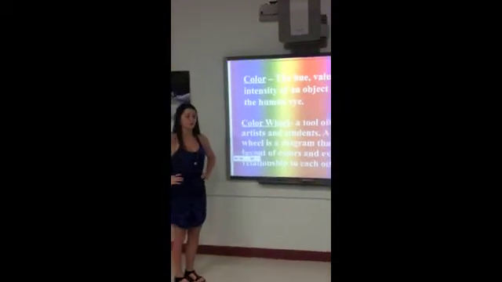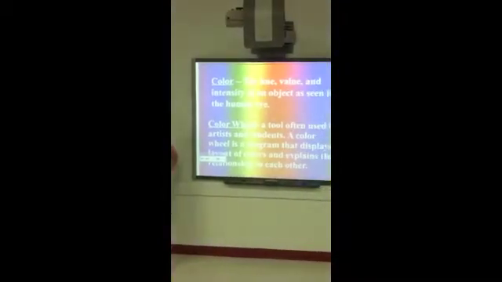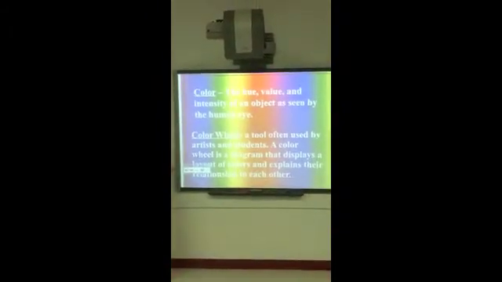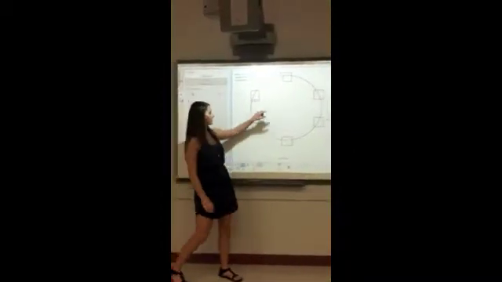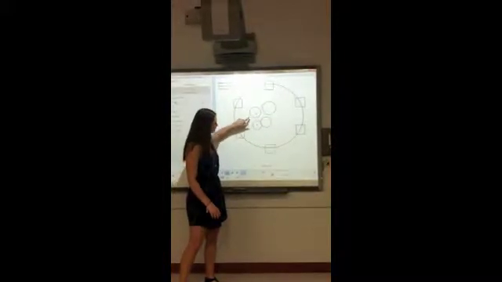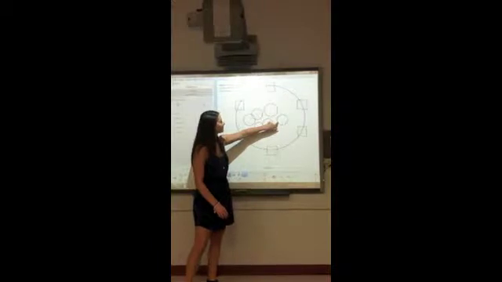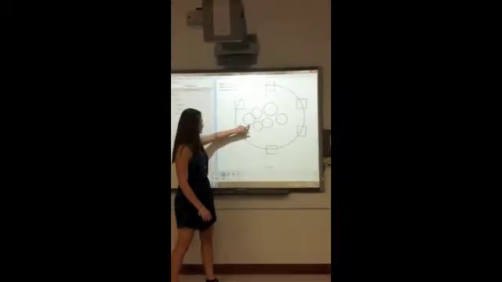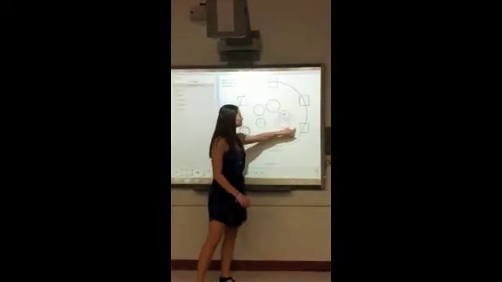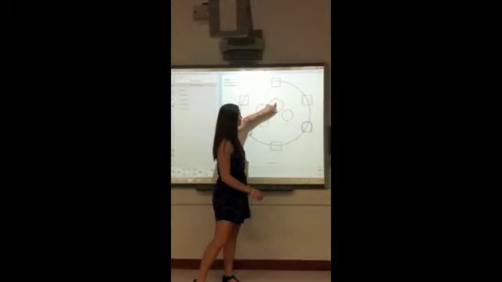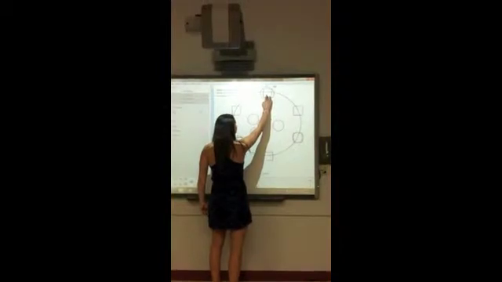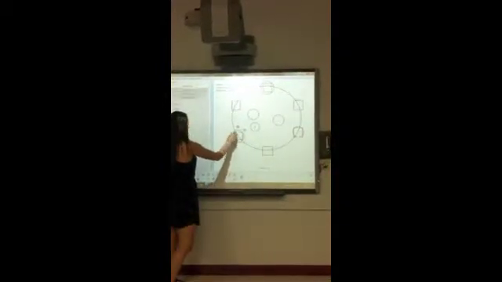And the color wheel is a tool often used by artists and students. A color wheel is a diagram that displays a layout of colors and explains their relationship to each other. Alright, now we're going to create circles to add into the color wheel. Alright, and we're going to move them. I'll do the primary colors. Okay, and then going to color them.